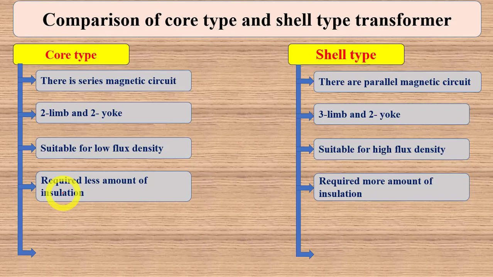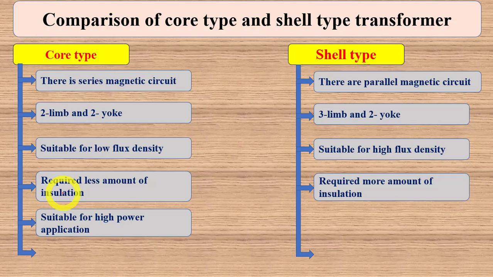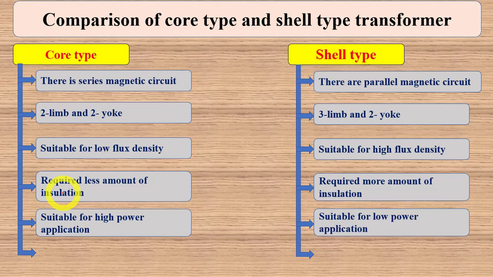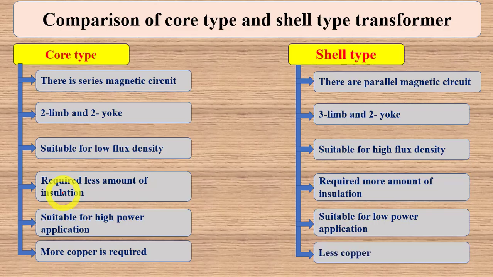So a core type transformer is suitable for high power application as we already discussed, and a shell type transformer is suitable for low power application like electronics equipment, small equipment, nearly 2 kilowatt, 5 kilowatt. Shell type transformers are designed for domestic purposes, inverter circuits. Now the core type transformer requires more copper. On the other hand, the shell type transformer requires less copper.